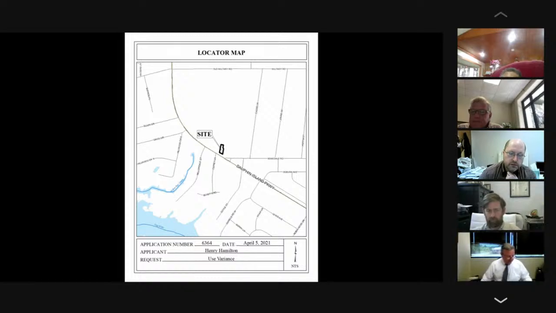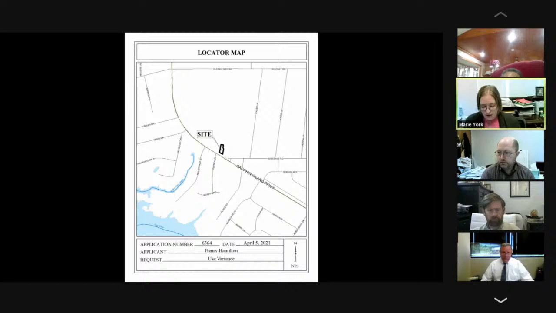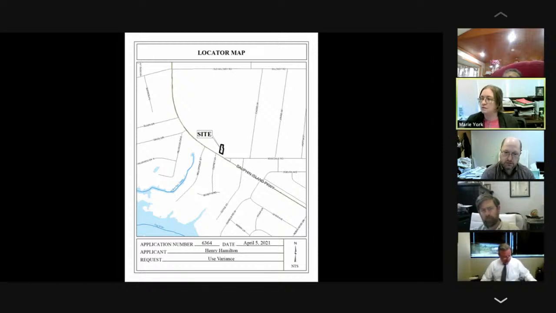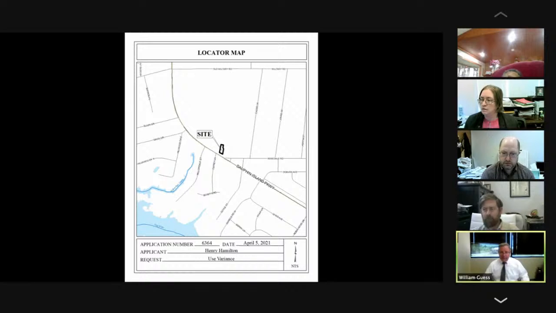All right, application 6364, which was a holdover, for 2339 Dolphin Island Parkway. Mr. Henry Hamilton. All right, and I just admitted Mr. Hamilton into the meeting. Okay, he is the only individual we have signed up to speak for this. Okay, and Mr. Hamilton, your name and address for the record, please.